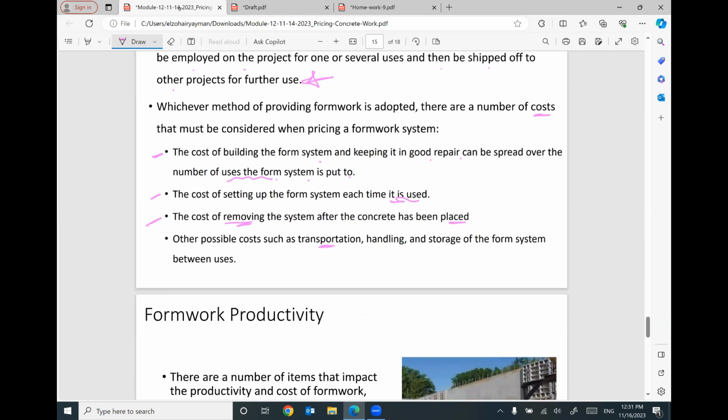We need to rent a truck to move the formwork from one project to another project, from the storage to the project site. Handling and storage of the form system between uses. This is also additional cost. As a contractor, you have to consider this in your pricing.